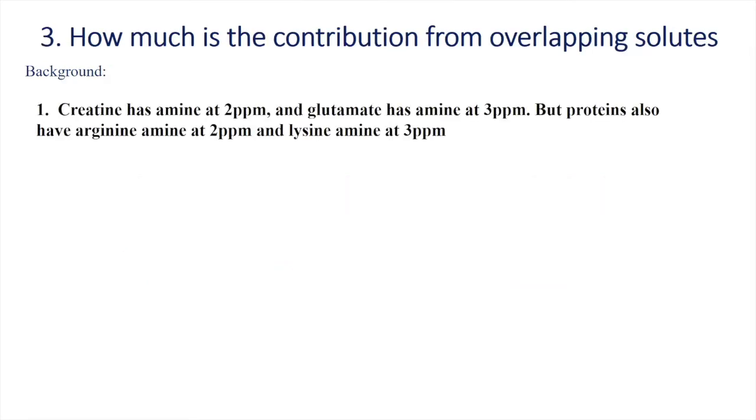Okay, so the third question, how much is the contribution from overlapping solutes? Now let me first introduce the background. We know that creatine has amine at 2 ppm and glutamate has amine at 3 ppm. But protein also has arginine amine at 2 ppm and lysine amine at 3 ppm.